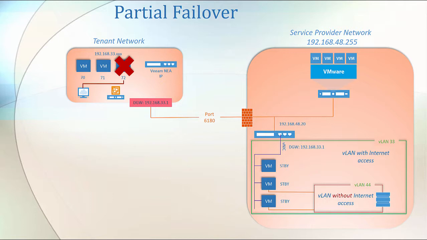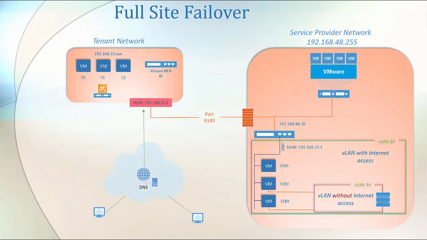The steps for the partial failover are as follows. The tenant network extension appliance will start. The network extension appliance at the service provider will start. The failed VM replica at the service provider side will start, that's the 72. A VPN tunnel will be established between the tenant and the service provider network extension appliances. The user will reconnect to the application through the Veeam network extension appliance at the tenant network.